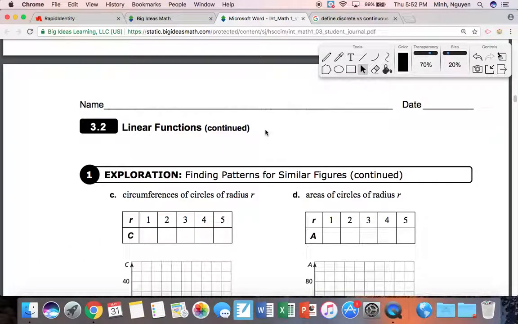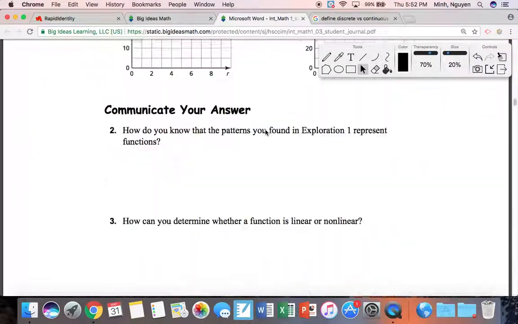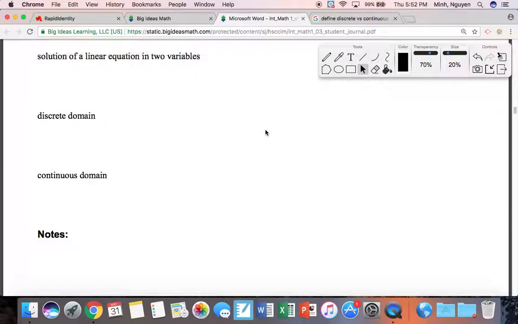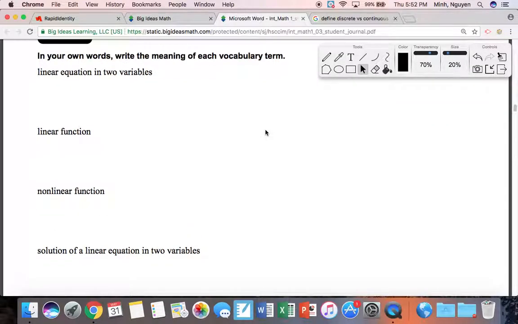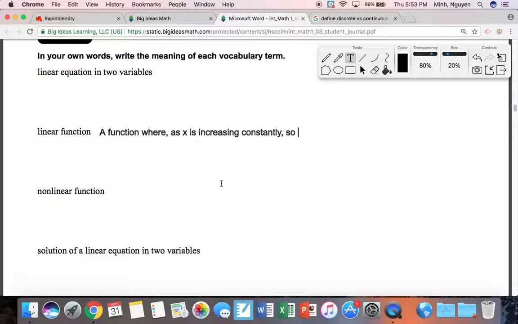I'll actually go back. Oh no, it's later. Okay. So there are going to be a lot of representations, I think 5 different representations for functions. They're not all pictures, so it's not all that easy to tell. A linear function is a function where as x is increasing, let's just say as x is changing constantly, so does y. So what does that mean?